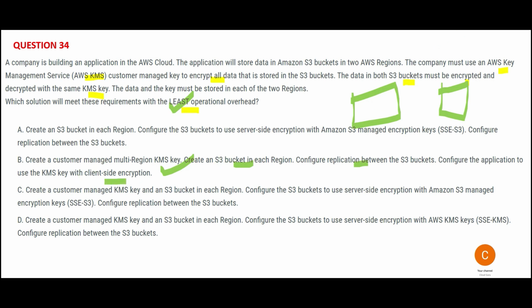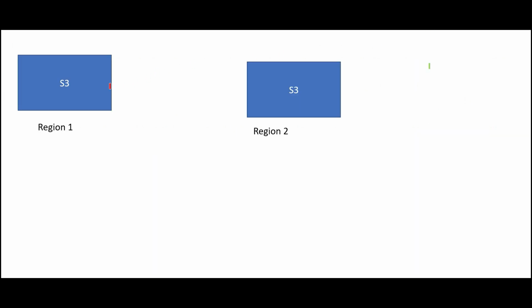Now, why other options are wrong, you might ask. Let us go from bottom to top. Option D creates a managed KMS key. It is saying create a KMS key and S3 bucket in each region, and configure the S3 buckets using server-side encryption with SSE-KMS. So they are trying to use S3 bucket replication here with server-side encryption. This way you will not be able to sync up the keys first. So you will have those keys separate in two different regions. Then how will this S3 bucket talk to that S3 bucket?